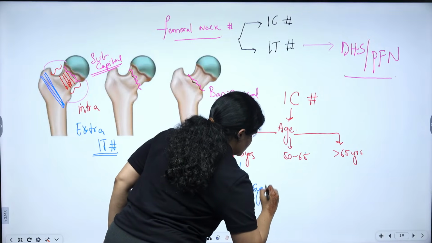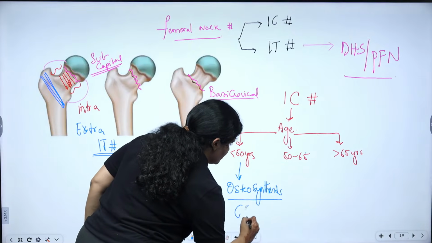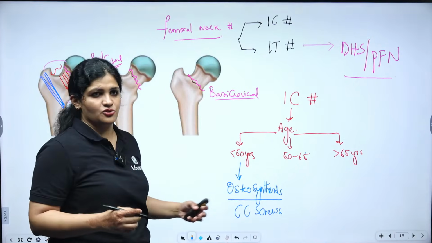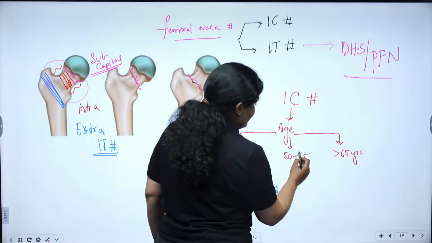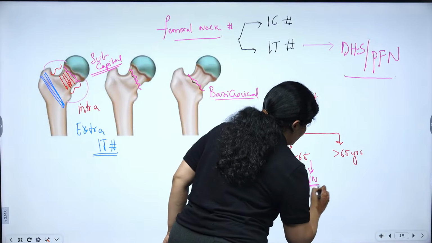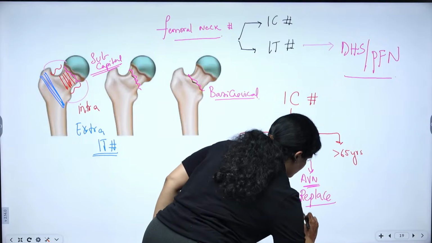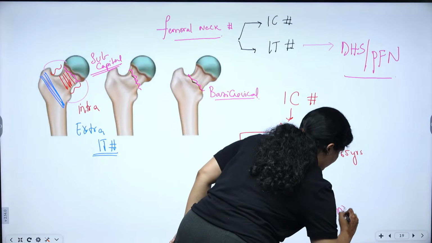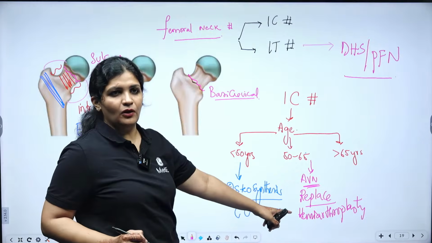What do you mean by osteosynthesis? That means you will try to unite the fracture, and this is done by CC screws. So osteosynthesis is nothing but trying to unite the fracture. There is a fracture and you're trying to unite it, and that is done by CC screws. Whenever it is 50 to 65, there is a high chance of AVN, so you want to replace it. You want to replace the femoral head. This is called hemiarthroplasty, right?